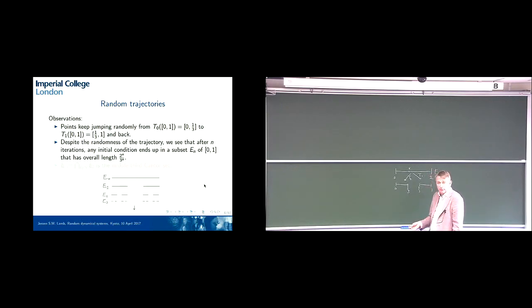Now if I do one more iteration, this whole interval can either go to the left or to the right. So that means it can go to some picture here, or there. I call this E2, etc. So even though I don't know where the point is, I know more and more that it's going to go to some subset of the interval. It cannot go everywhere. There's only a certain admissible set of points that it can visit.